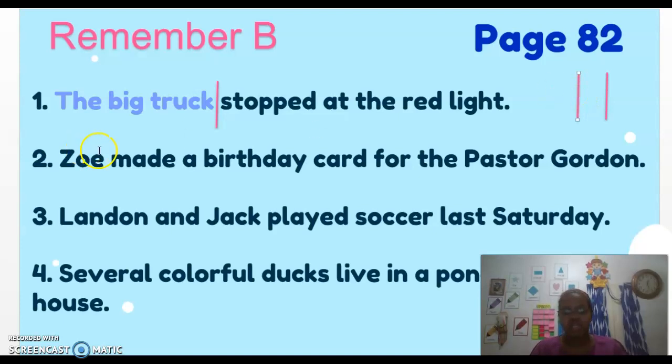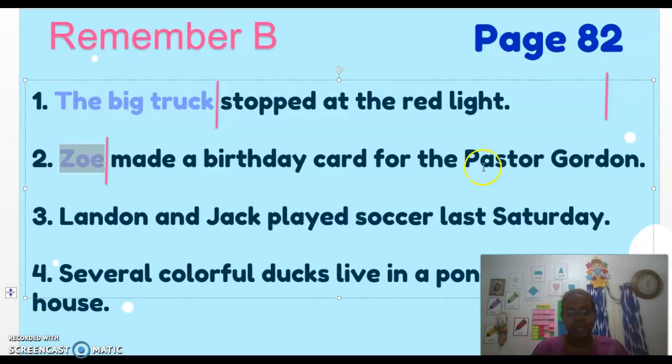Number 2. Zoe made a birthday card for the pastor. So, which is the subject here? Who is the sentence talking about? About Zoe. Very good. So Zoe is the subject. And made a birthday card for the pastor is the predicate.